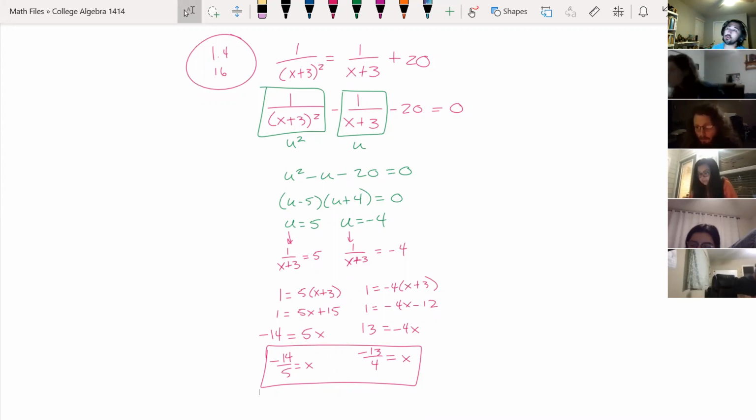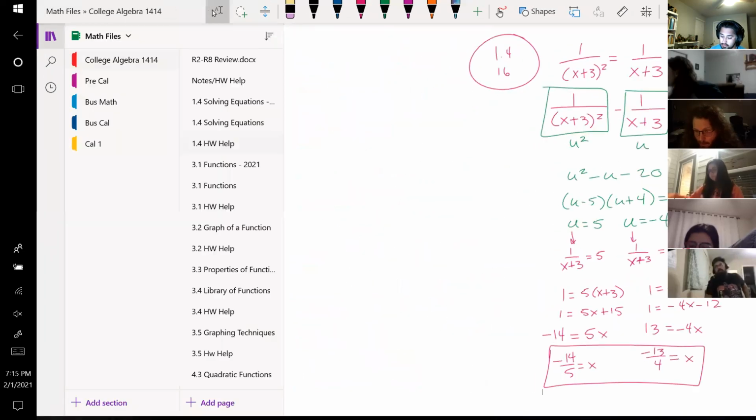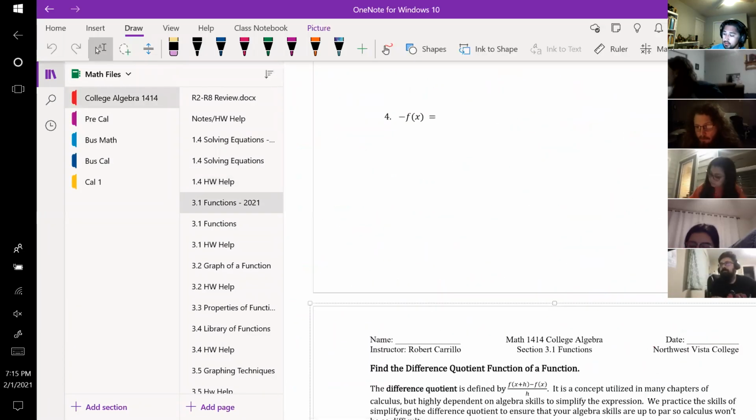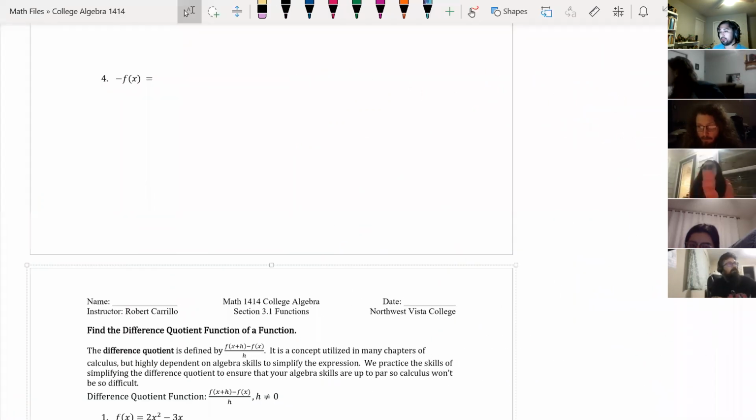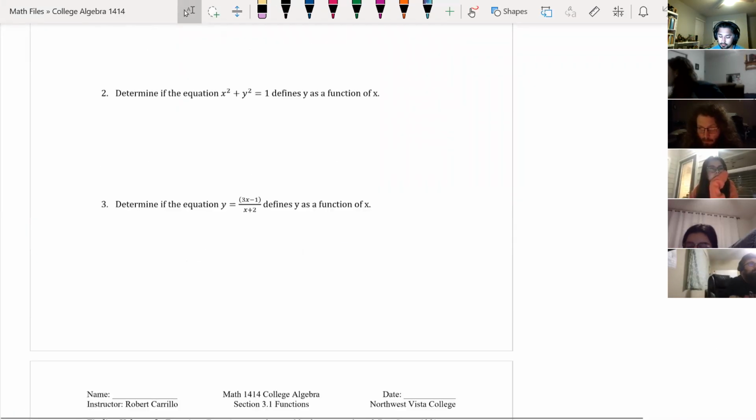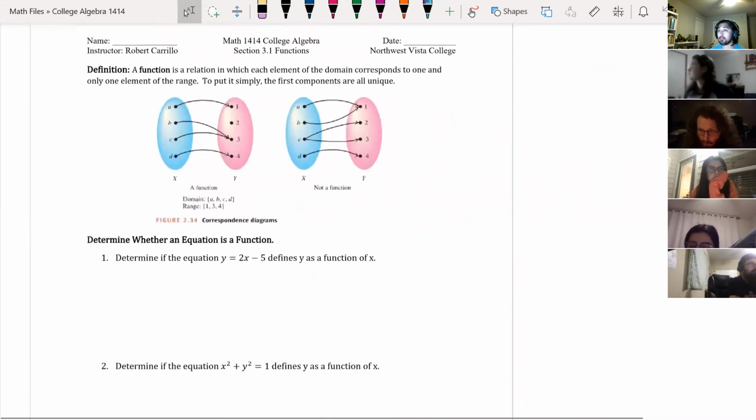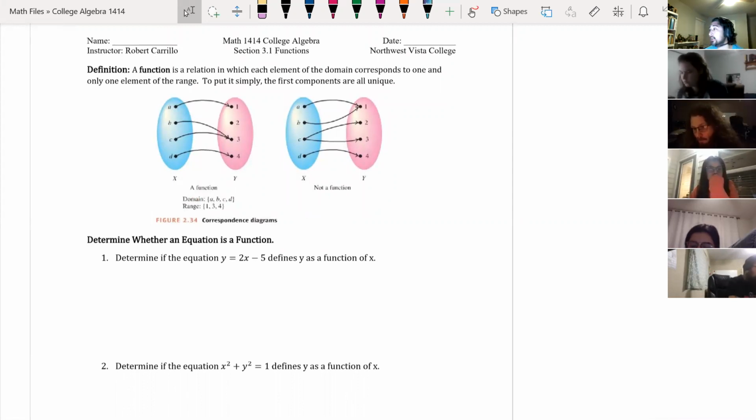Okay. If no other questions, then we can get going with 3.1. New stuff, new stuff. Okay. Today is all about functions. So we're going to learn the definition of a function. I think you guys saw it in 0320, I believe. But we'll go a little bit into more detail.